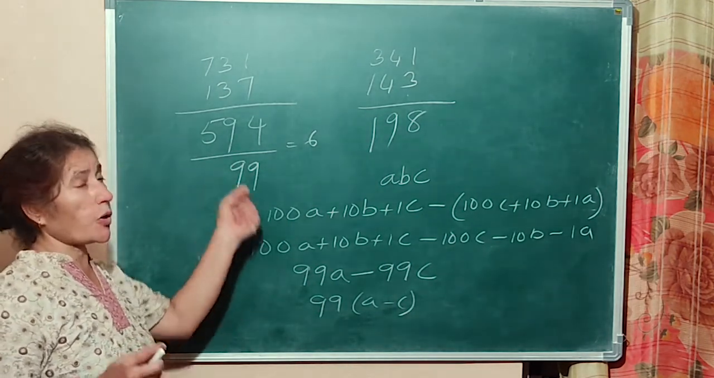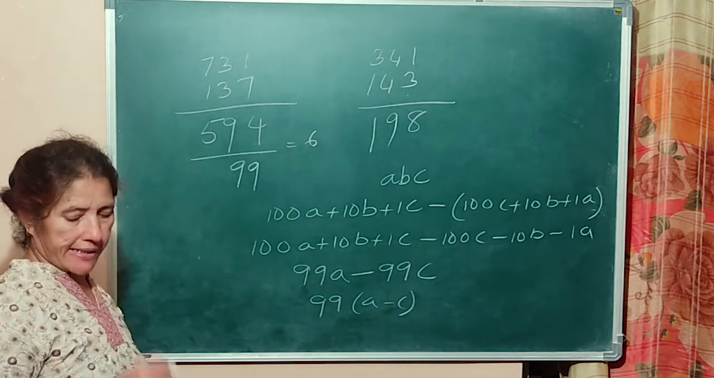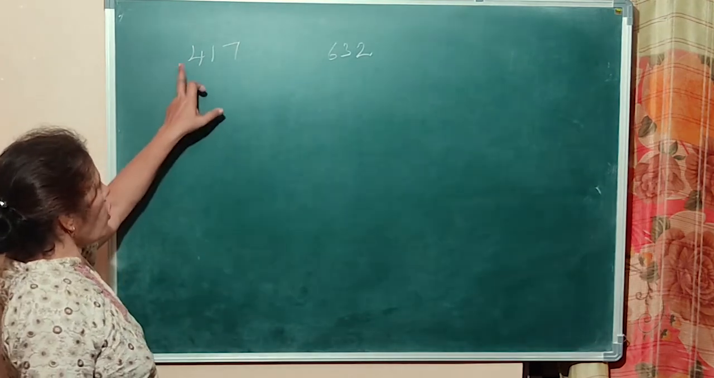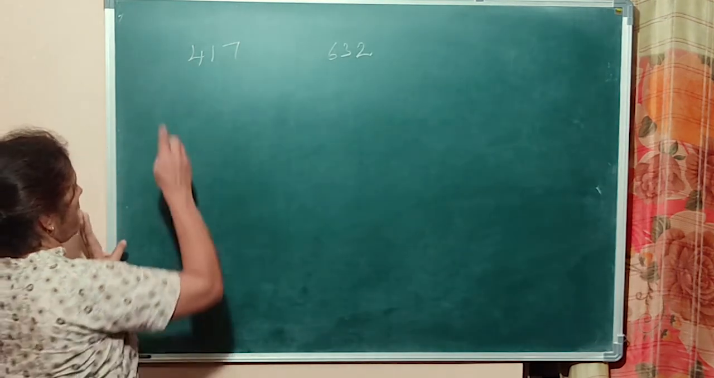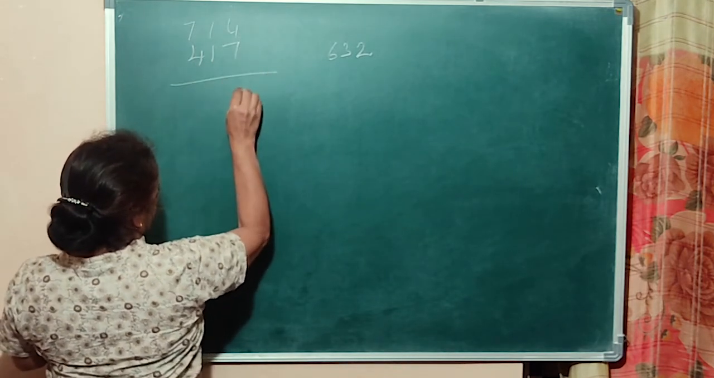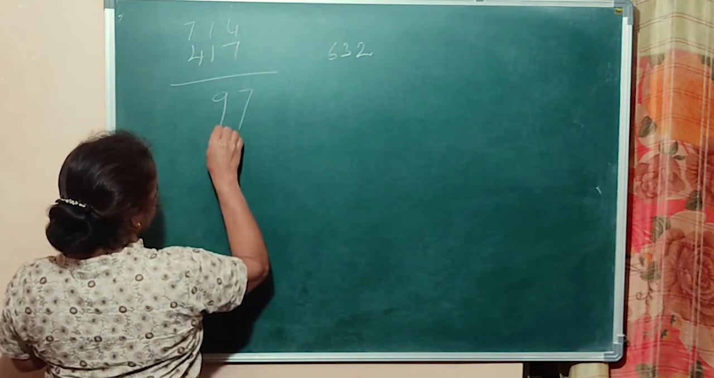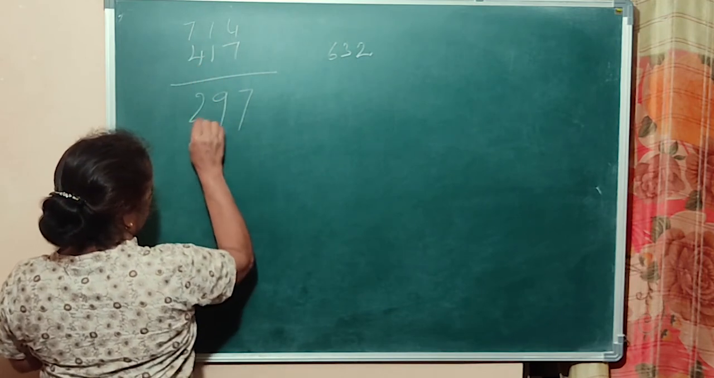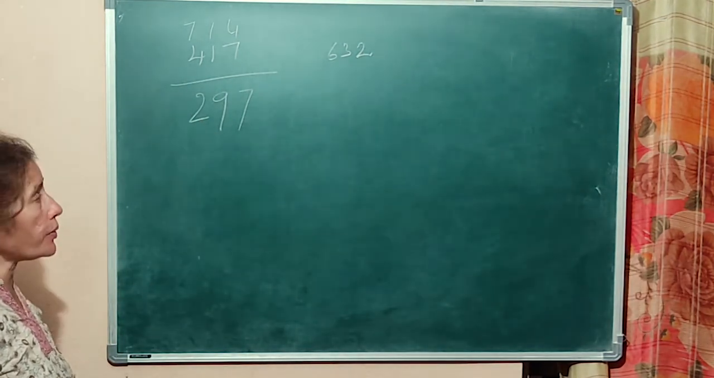So let me work out one more problem which is there in the textbook. Try this. The first question, 417. When you reverse, 714. So 714 is bigger, I'll write down up. 14 minus 7 is 7. 10 minus 1 is 9. 6 minus 4 is 2. 297 divided by 99 is 3. Remainder is 0. Correct?